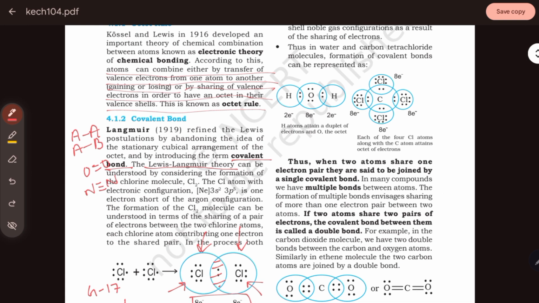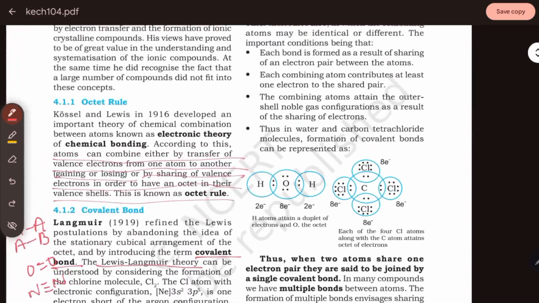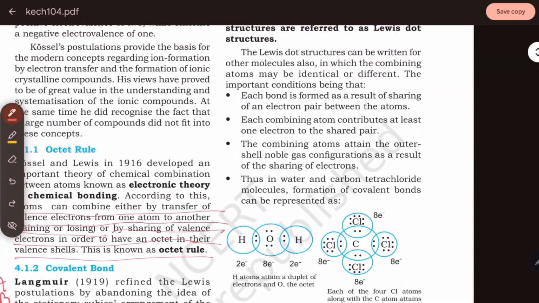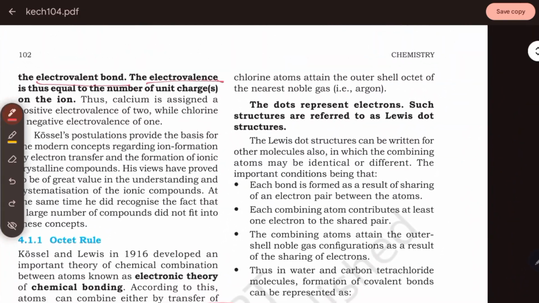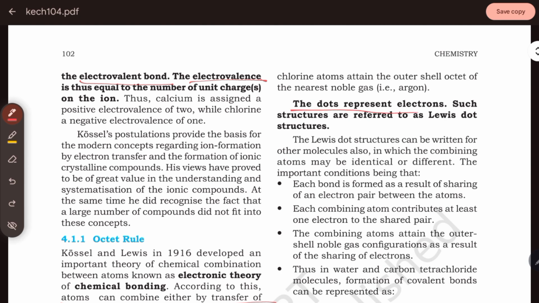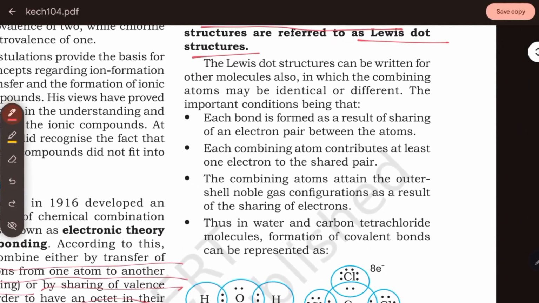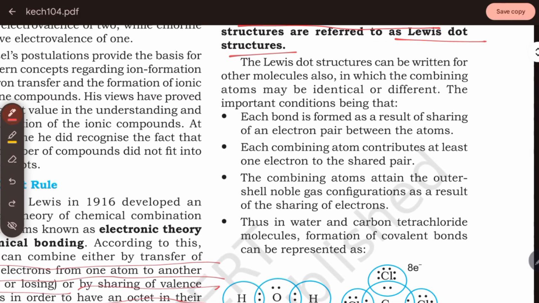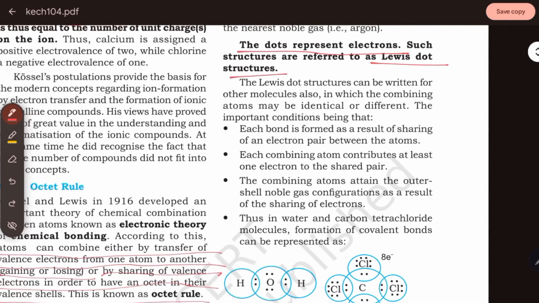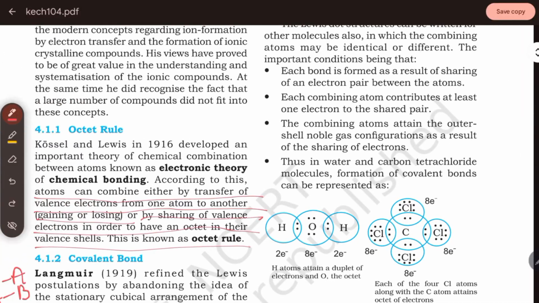Next, this was a homonuclear, or rather homoatomic, one. Here the dots represent the electrons. Such structures are referred to as Lewis dot structures. So the formation shown by the dots is the Lewis dot structure, used to show the formation of the covalent bond, and also the electrovalent bond that we have seen in the previous example.